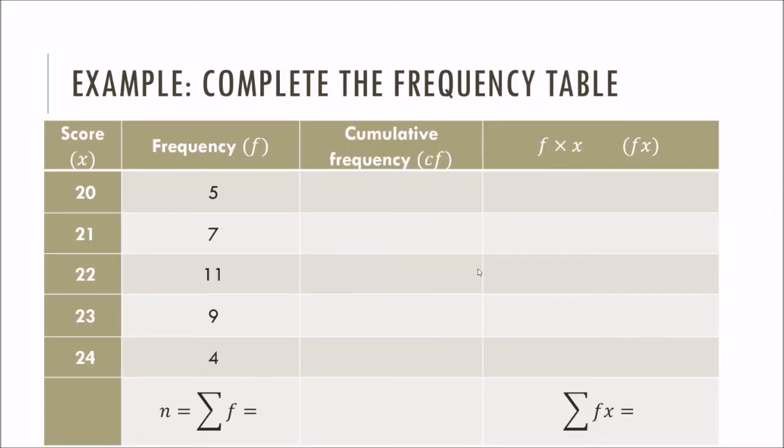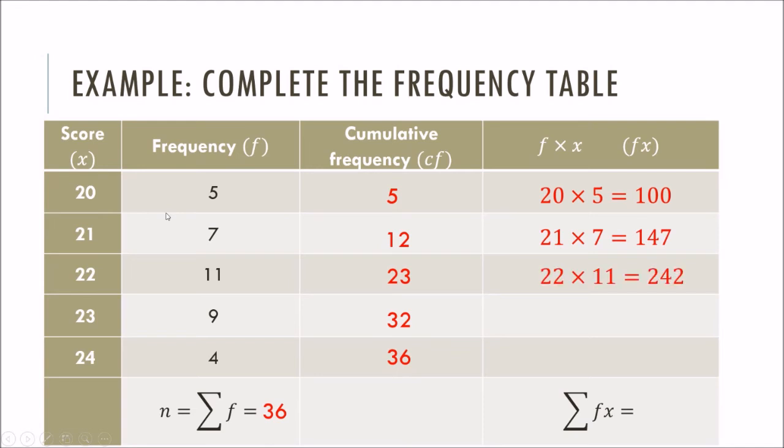Now, if we wanted to complete this frequency table, how we do it, we start by adding up all of our frequencies, which gives us a total of 36. Then we want to find our cumulative frequency, which is 5, 5 plus 7, 12, 12 plus 11, 23, etc., until at the end, both of these columns give us the same solution. We then want to find our f of x, so we're looking at the first two columns to work that one out. So we've got 5 times 20, etc., until we get to the end there.